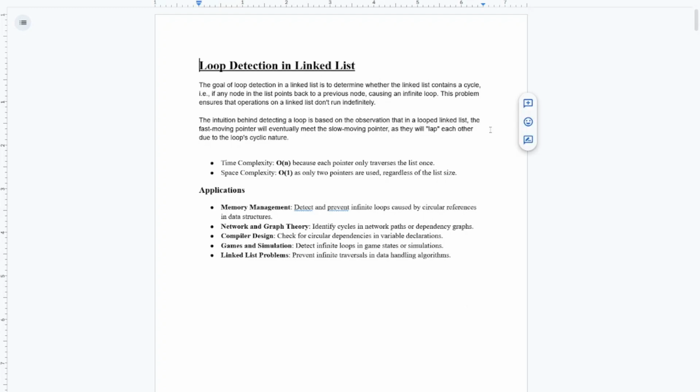The first topic is loop detection in English. So you have to know the problem statement. It might be asked. The problem statement is: you have been given a linked list with a loop and you have to say true or false, or yes or no, whether there exists a cycle or not.